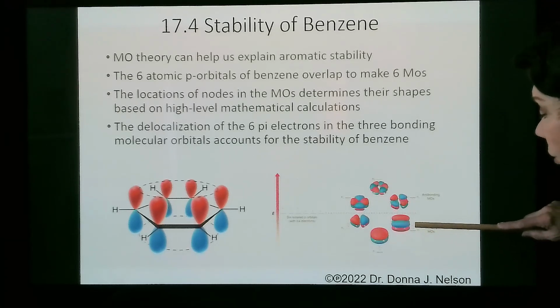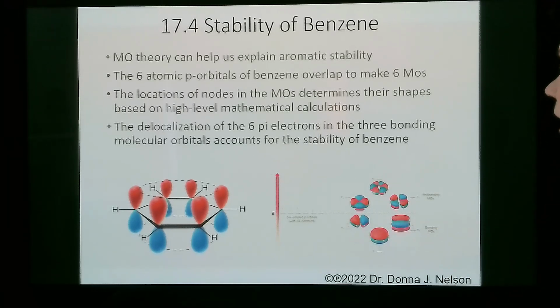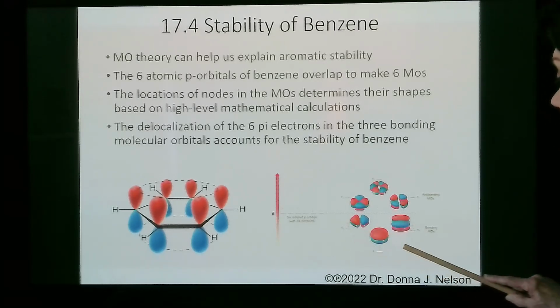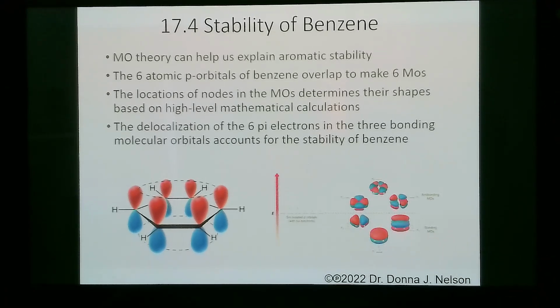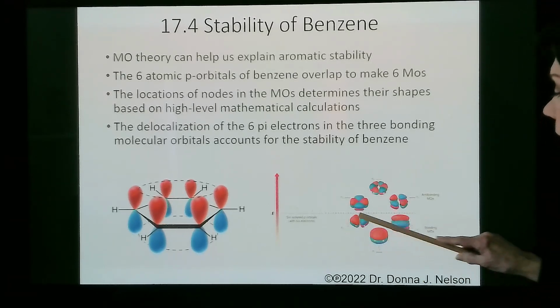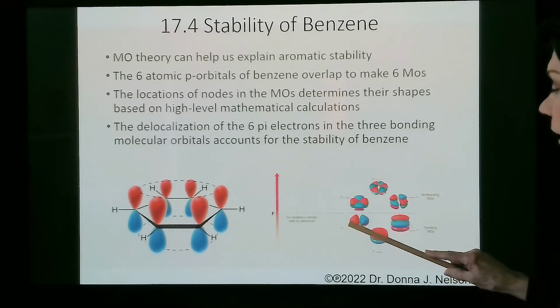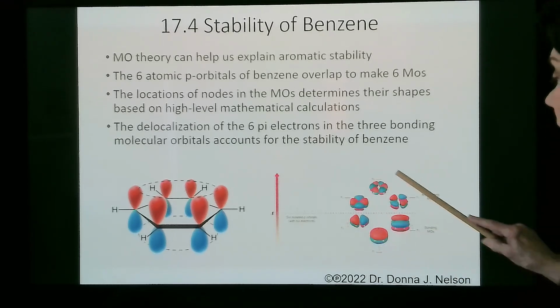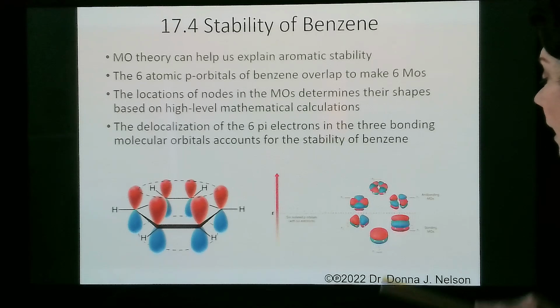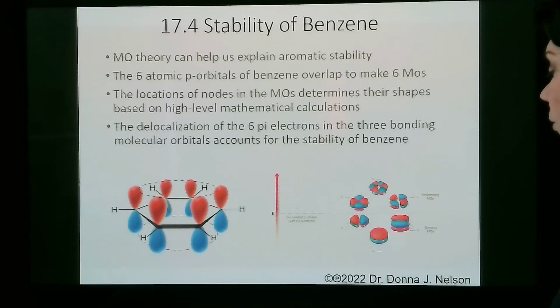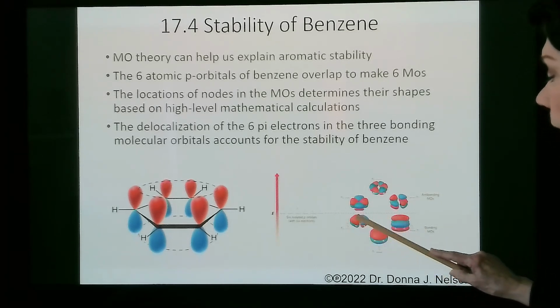You can see here there's 2, 4, 6 pi electrons occupying the 3 lowest energy molecular orbitals, and so these are the bonding MOs. These have energies of stabilization. Up here, these have energies such that if one of these is populated, it will destabilize the molecule. And so you can see these 3 will be populated.